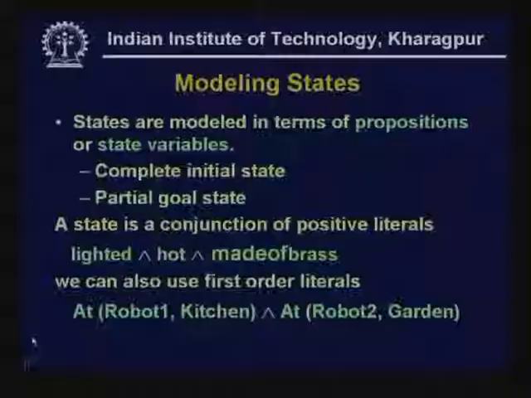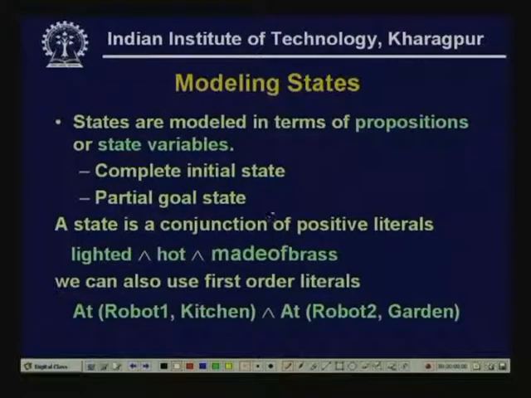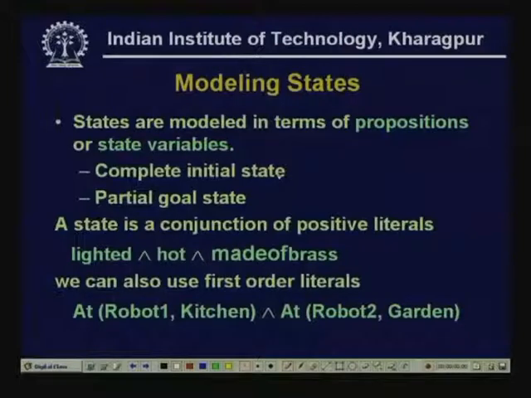So we have different propositions, and in a particular state, these propositions have different binary values. For example, suppose the propositions are at home, have sugar, have butter, have money, etc. And the values of these propositions may be true or false in a given state. For the initial state, we have a complete description of the state. We know which are the propositions which are true in the initial state.